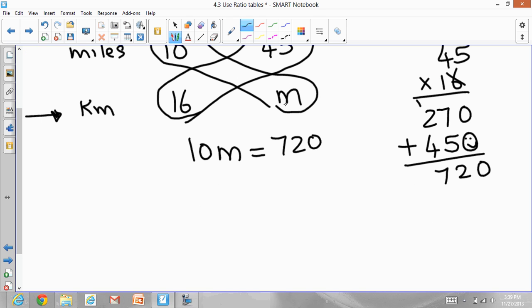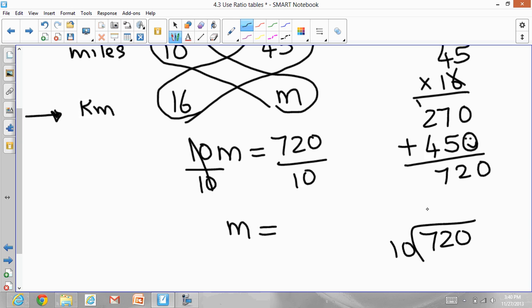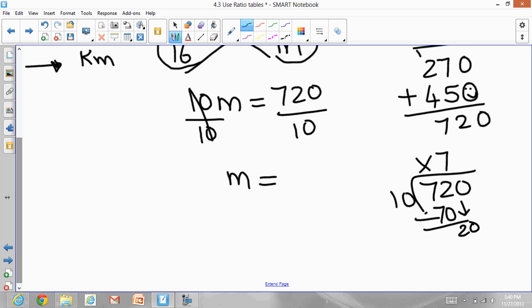Now remember, you want to find m, not 10m. So you divide by 10 here and divide by 10 here. Cancel, you get m equals. So now put the 720 in the shelter and divide it by 10. 10 cannot go into a 7, 10 can go into a 72 7 times, which gives you a 70, 2. And 10 can go into 20 2 times. So which basically means 72.